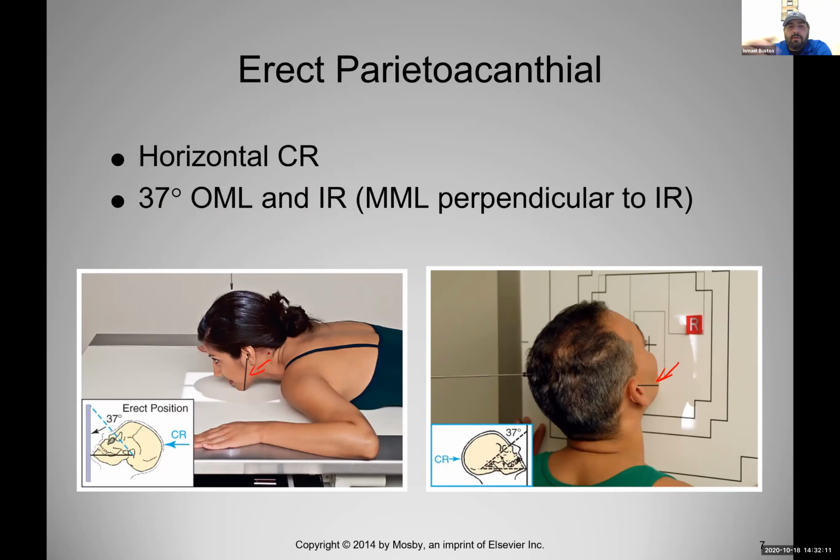Same thing here. It's still forming a 37-degree angle between the OML and the table, which you can see here and you can see here. That's important because it helps to make sure that the petrous ridges are going to be below the maxillary sinuses.